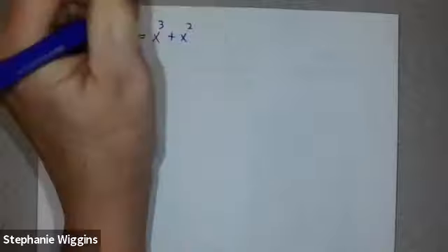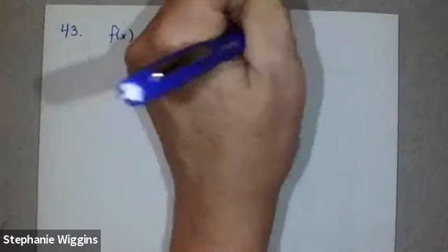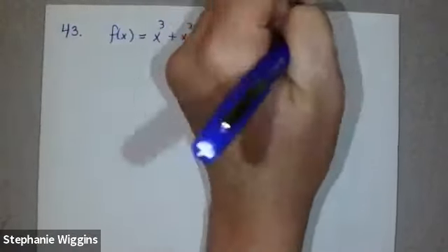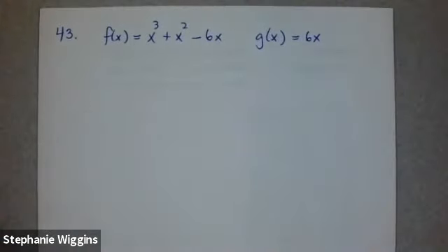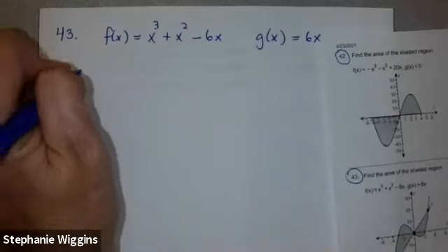You have f of x equals x cubed plus x squared minus 6x, and then the g of x now, instead of 0 this time, it's 6x. Okay, you're finding the area between these two curves. So looking at the picture here, you're going to integrate from -4, that's this point, the x value is -4, to the origin, so your x value is 0. So it's going to go from -4 to 0.